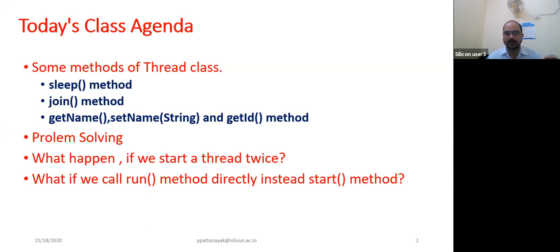The question is, what happens if we start a thread twice? The same thread, if we start it twice. Or what if we call the run method directly instead of the start method? So let's start with it.